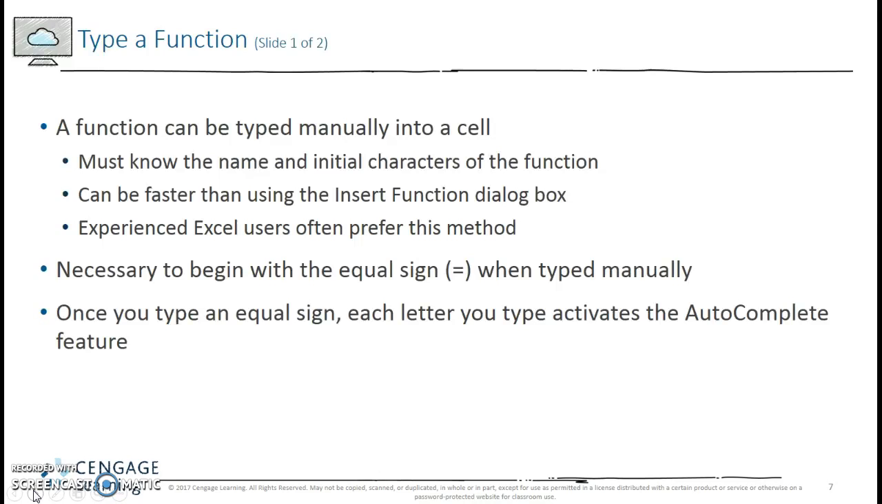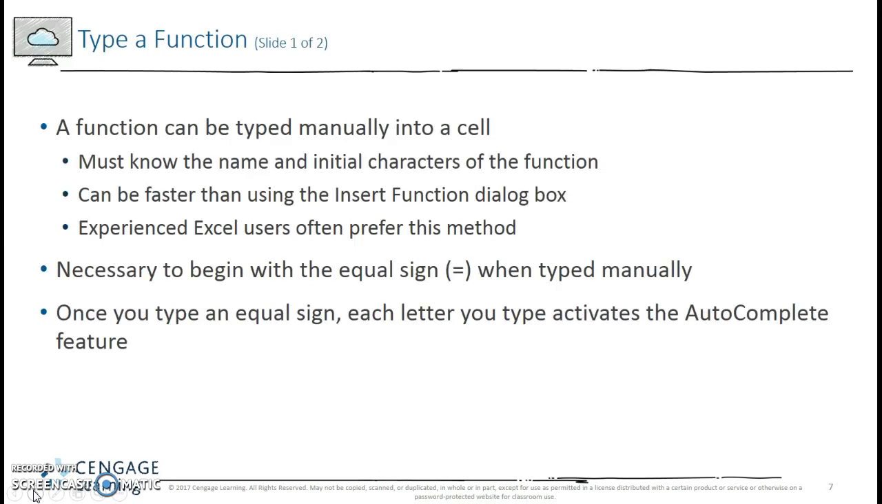So you can type a function in manually into a cell. So the calculation is going to happen within the cell when you type the function. But you need to know the name and initial characters of the function. So let's say you want to do average. If you start to type in AV, you should see that the average will start to pop up. But I usually just cheat and click on that FX button.